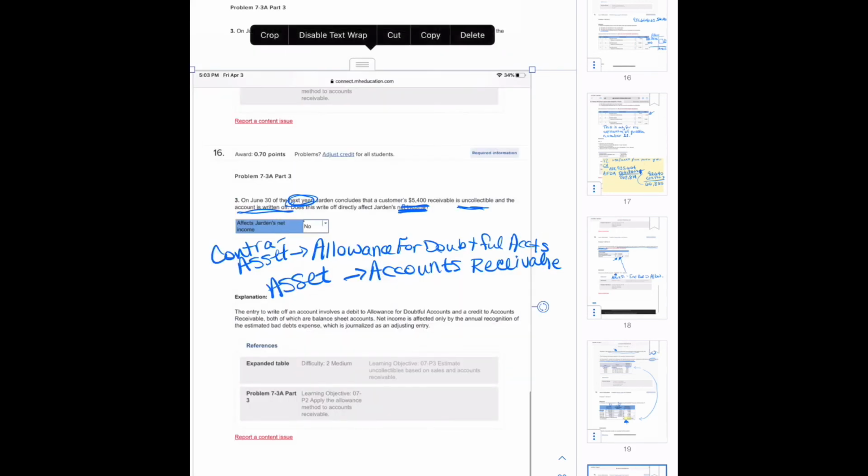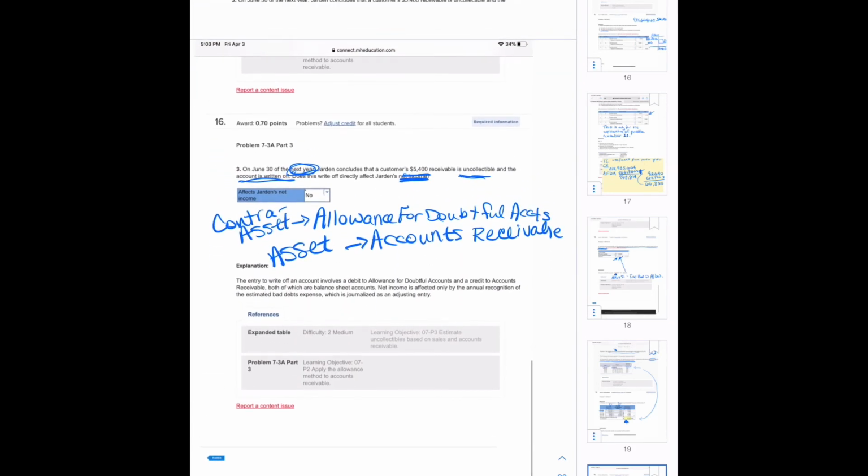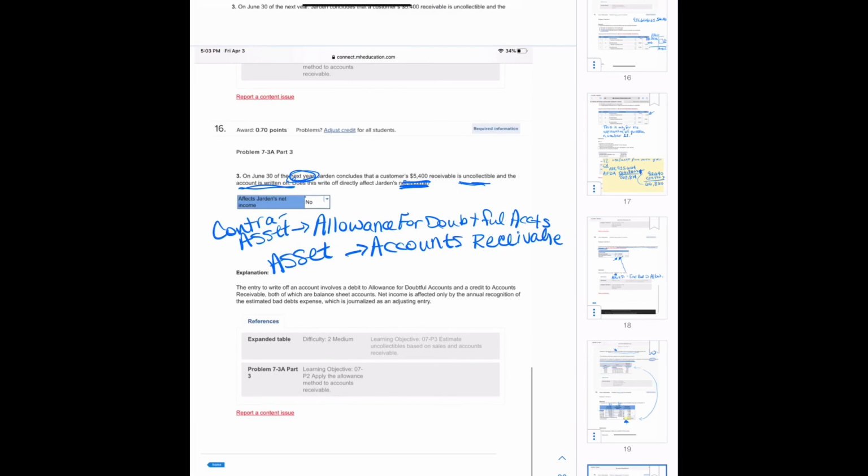And that takes us through to the end of the homework. So that's the end of Chapter 7's homework on valuation of accounts receivable.